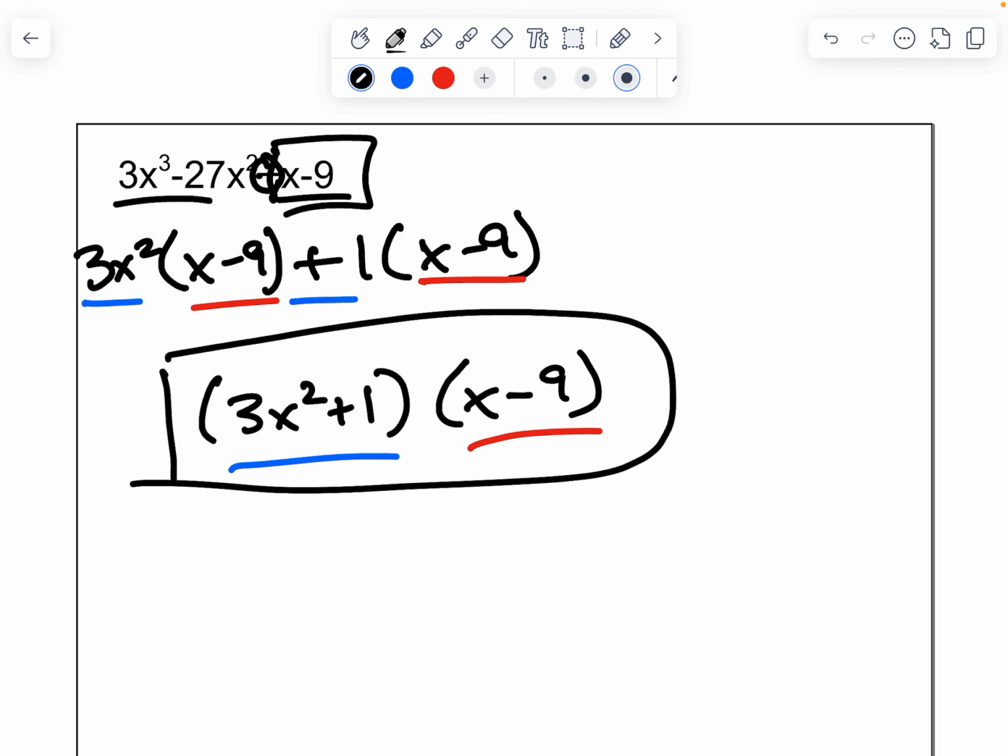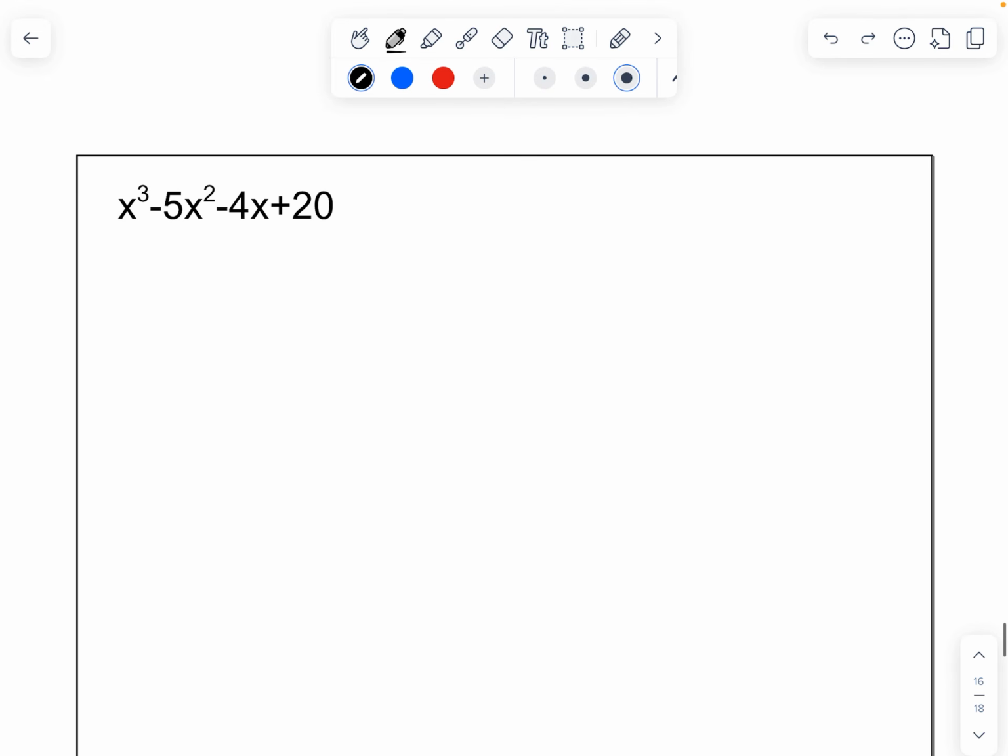You also want to look at it and say, can I break this down any further? No, you actually can't. It's not a difference of squares. Same thing here. That one's all the way broken down. It can't go any further. One more example like that. We're going to keep that sign, like I said.